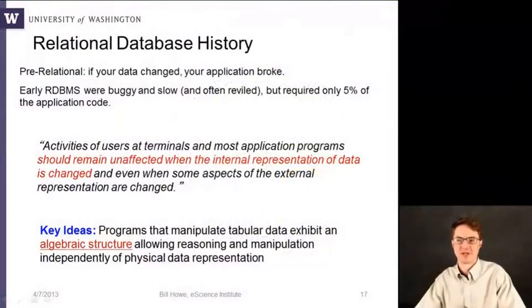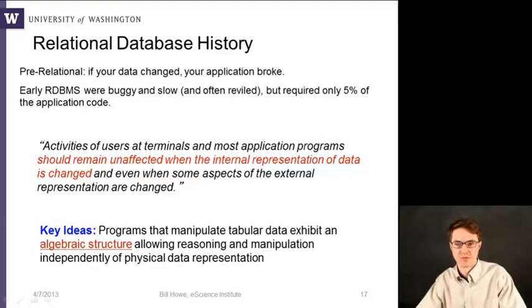Okay, so let's talk about relational databases. The history here, which I motivated last time I hope, is that pre-relational, if your data changed in some significant way, if you needed to reorganize things in some way, your application broke. If you changed the parent-child relationships in the hierarchical model, or if you did pretty much anything with the network or file-oriented model, your applications had to be rewritten to support that. Early relational databases addressed this issue, and even though they were buggy and sort of slow, they required only about 5% of the code you had to write previously, and so this was an enormous win.